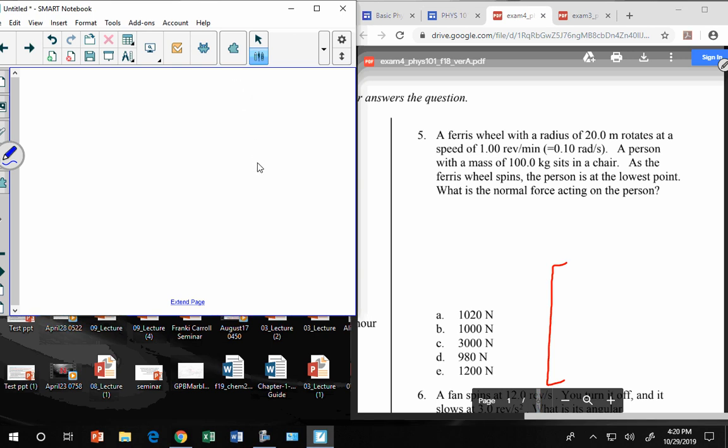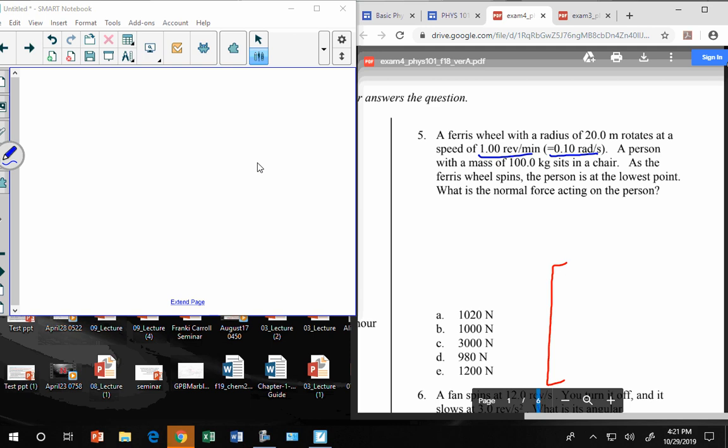Anyway, so a Ferris wheel, there's the radius. It's rotating at a certain speed. And look, I even converted it for you. What a nice guy, right? And a person with a mass sits in a chair. As the Ferris wheel spins, the person is at the lowest point. What is the normal force acting on the person? First of all, if this person's 100 kilograms and he's sitting in a chair, he has a weight of 1,000 newtons. What would his normal force be? Just sitting around, that would be equal to his weight, right?